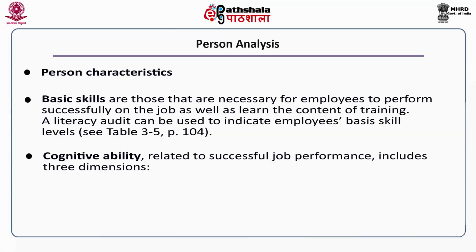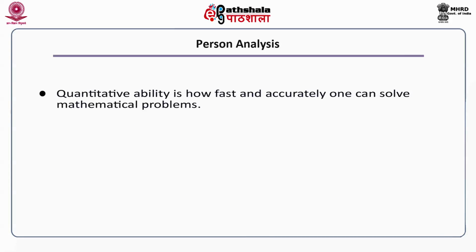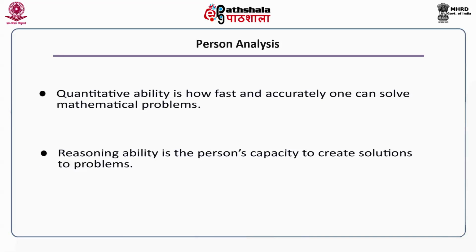Cognitive ability is related to successful job performance, and it includes three dimensions. Number one, verbal comprehension, which is an individual's capacity to understand and use written and spoken English. Second is quantitative ability, which is how fast and accurately one can solve mathematical problems. Third is reasoning ability, which is a person's capacity to create solutions to problems.